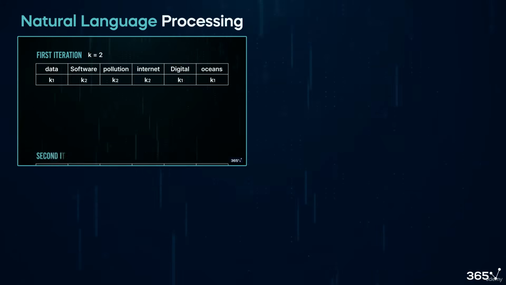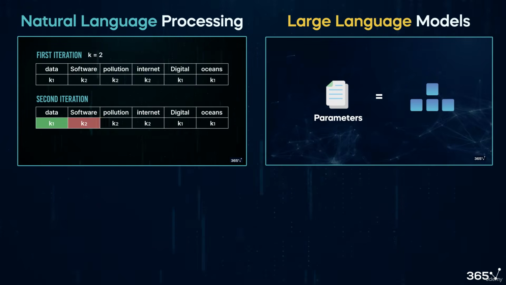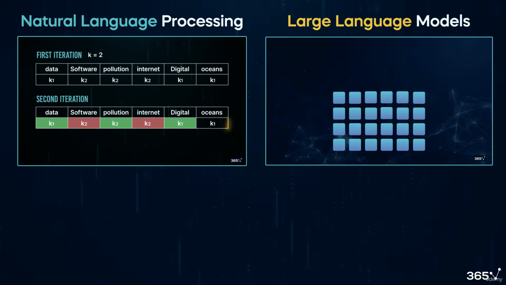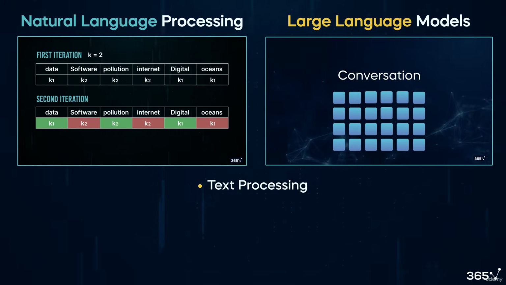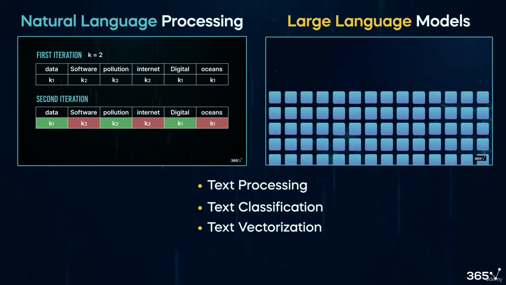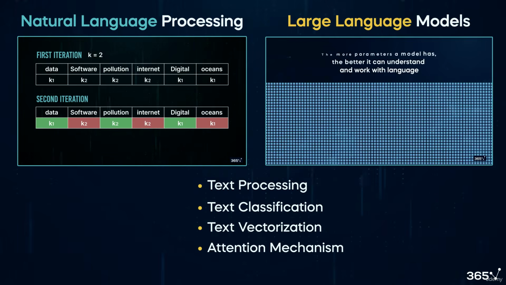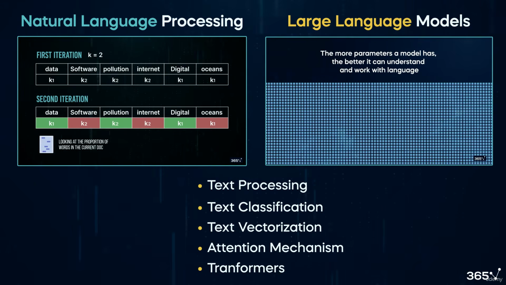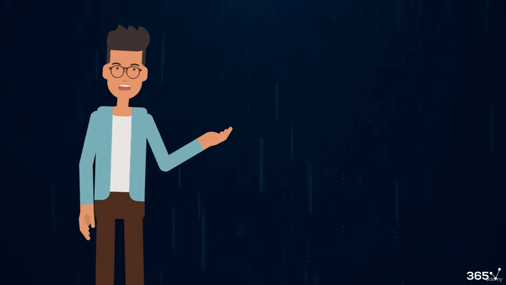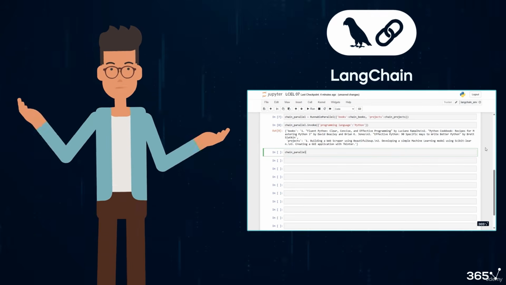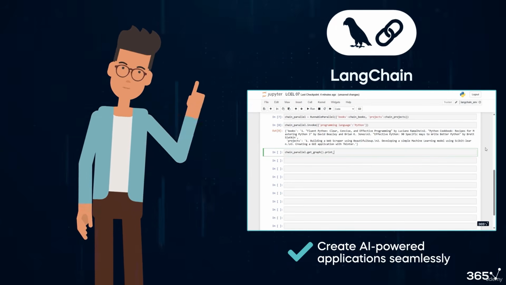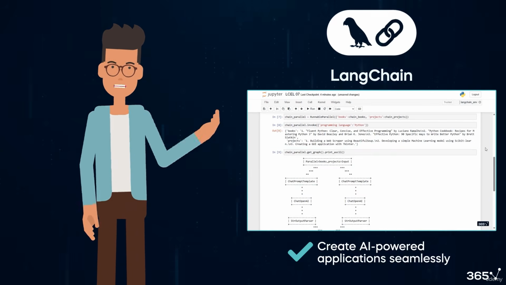forward. Next, we'll discuss natural language processing and large language models in depth. We'll cover essentials like text processing, classification, vectorization, the notable attention mechanism, and how transformers have revolutionized language models. After that, we'll work with the powerful LangChain Python library, learning how to create AI-powered applications seamlessly.